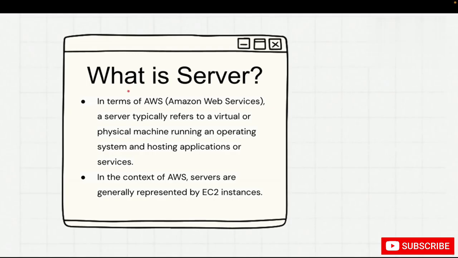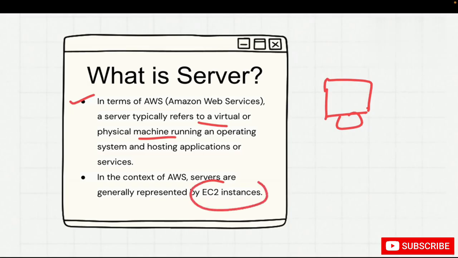So in order to answer them, let's see. The answer is going to be as follows. If we are taking the interview in terms of AWS, in terms of AWS a server typically refers to a virtual or a physical machine with an operating system, hosting applications and services. Any system, whether it's a mobile or laptop, that can host applications can be considered a server. In the context of AWS, the servers are generally EC2 machines. So when we talk about servers in AWS, we generally talk about EC2 machines.